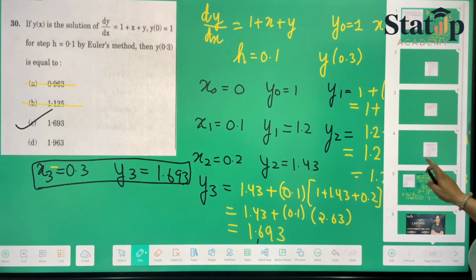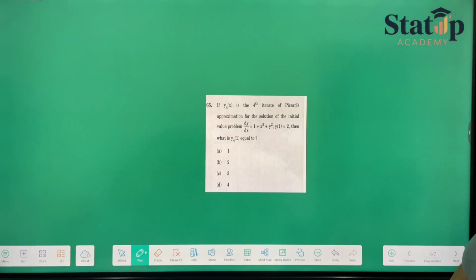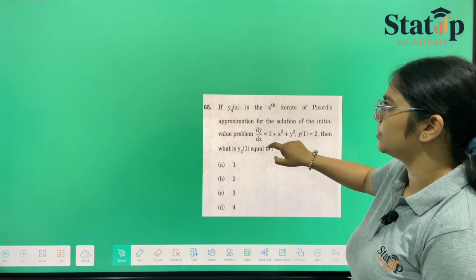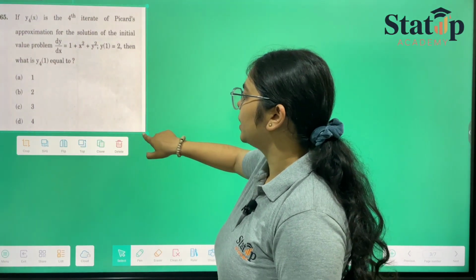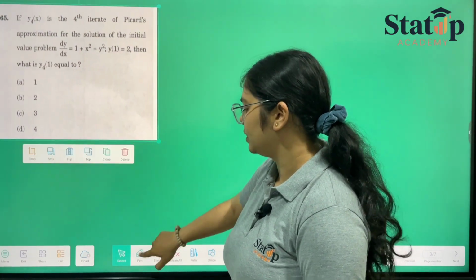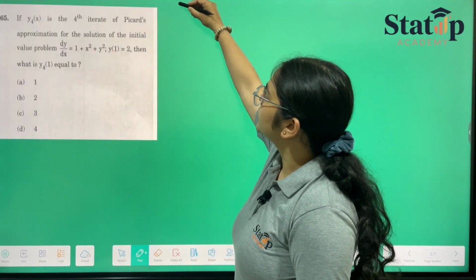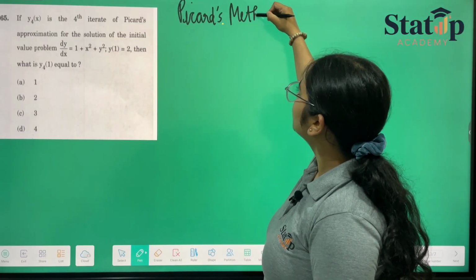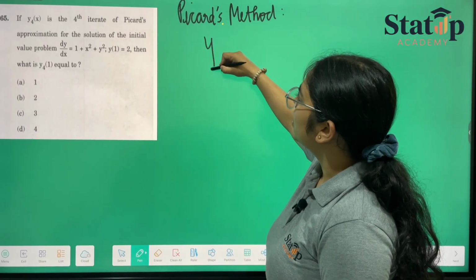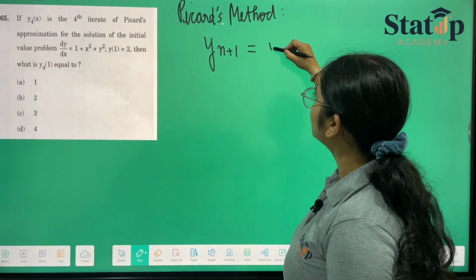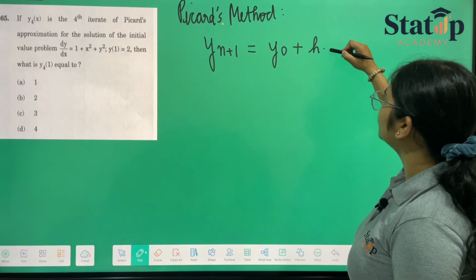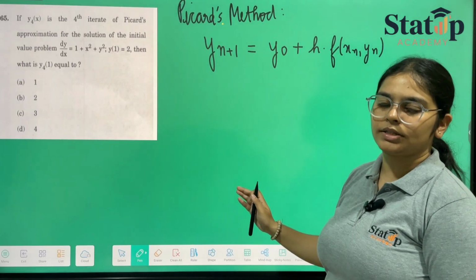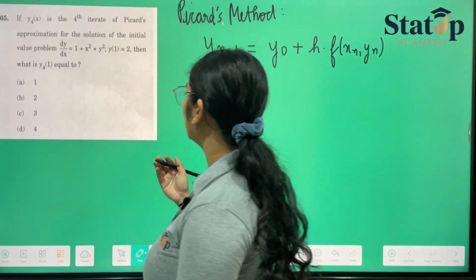Now we'll be moving forward to Picard's method. Picard's method is another form of Euler's method, a simpler form of Euler's method. Euler's method is an iterative form. Picard's method remains constant; it is not an iterative form. So what does Picard's method say? Picard's method has the formula y n plus 1 equals y naught plus h into f(xn, yn). Here y naught will remain constant in every term, and hence it is not an iterative method.